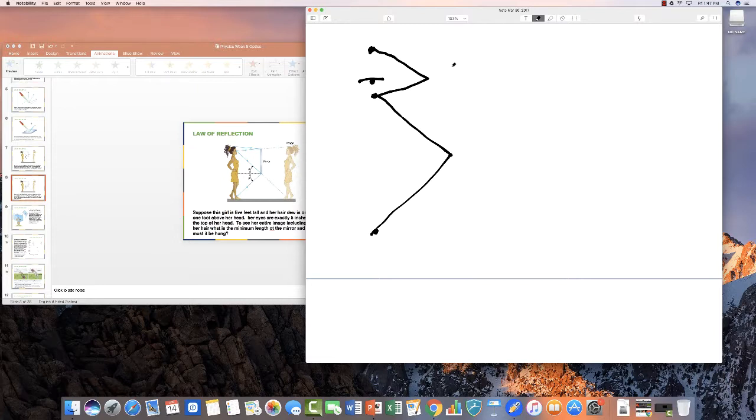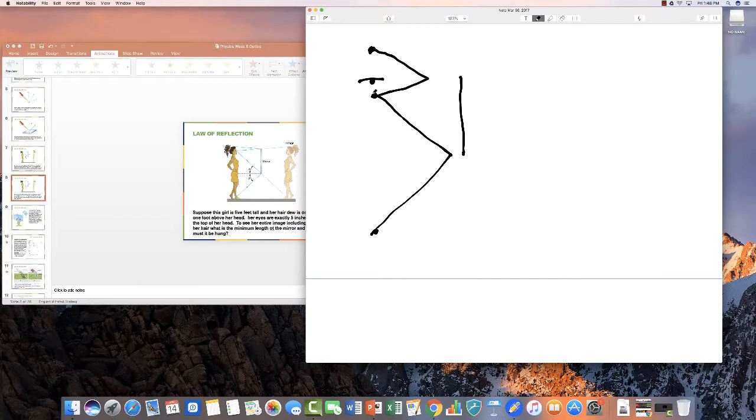Now the mirror is actually going to be straight. I'm just not very good at drawing. So let's take, for example, this. Let me try that again. Here's the top of the mirror and the bottom of the mirror.